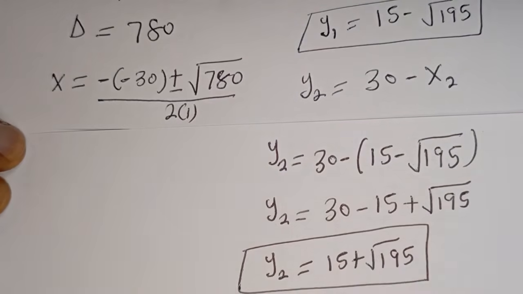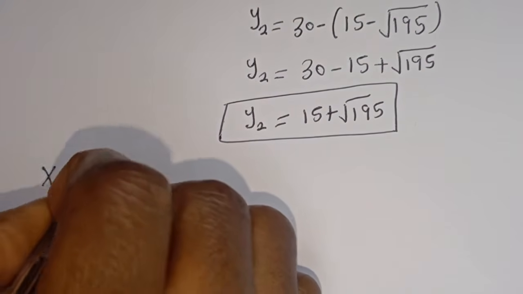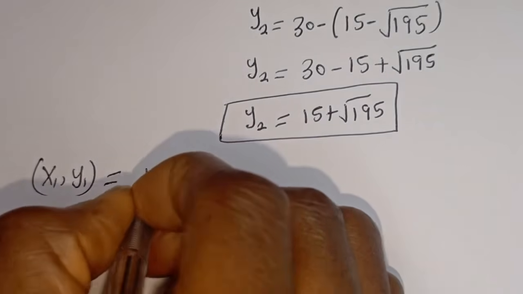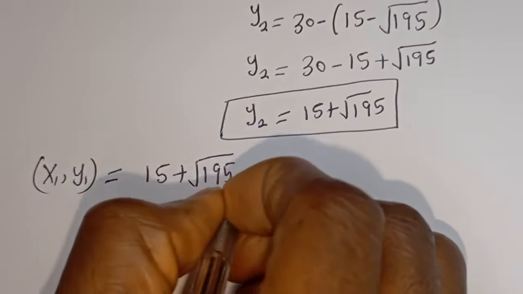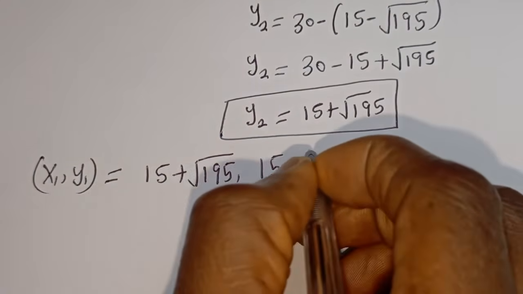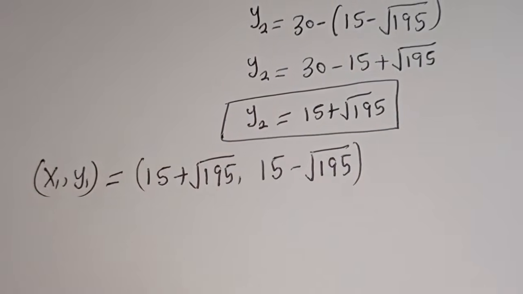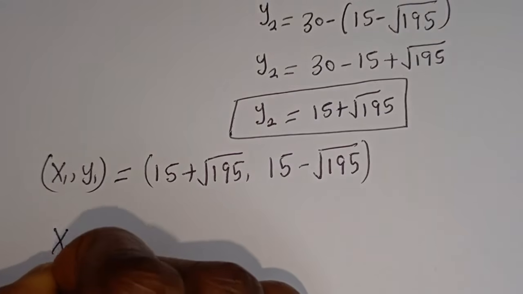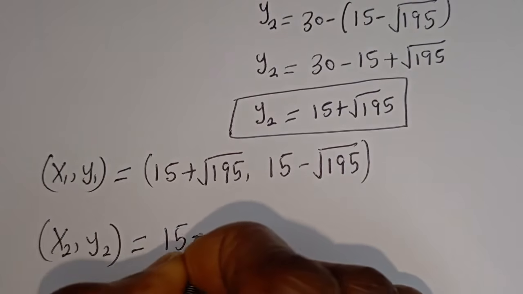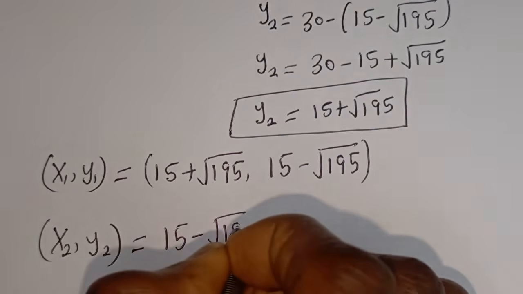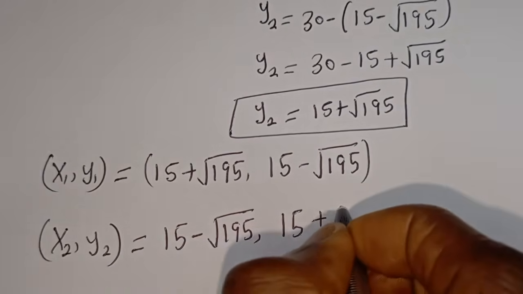Therefore, our final answers are x1, y1 is equal to 15 plus square root of 195, 15 minus square root of 195. Also, x2, y2 is equal to 15 minus square root of 195, 15 plus square root of 195.